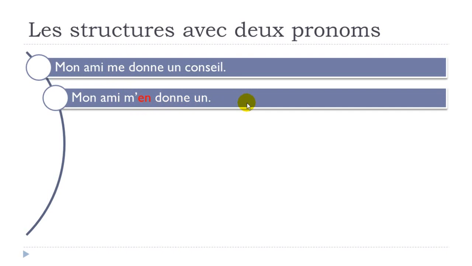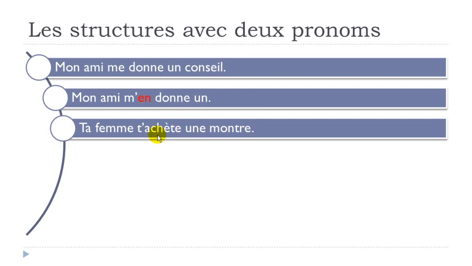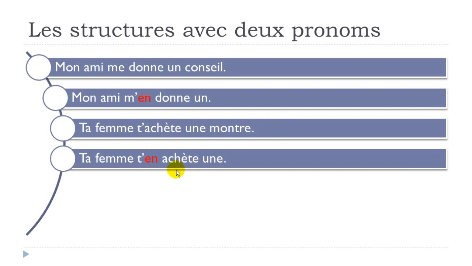Second example, ta femme t'achète une montre. Ta femme, your wife, acheter is to buy, une montre, a watch. Of course we would like to replace une montre in that case. We will use this en pronoun, and you get ta femme. So you've got this te again, but as it's with the vowel here, en, the e needs to go away. T'en achète une. All right, so as we saw for the rule, first we've got te, after that en is coming, and then we've got the verb.